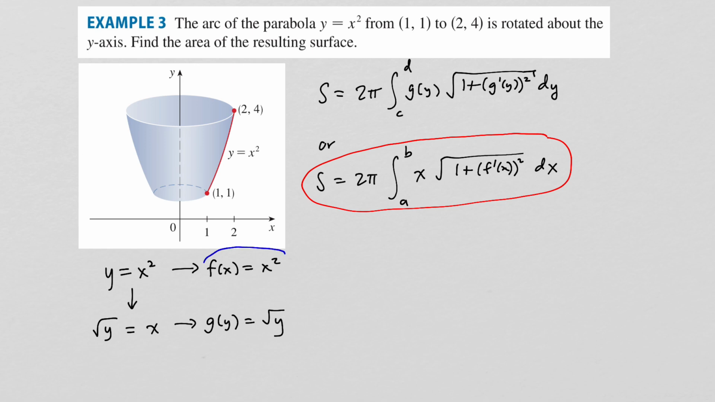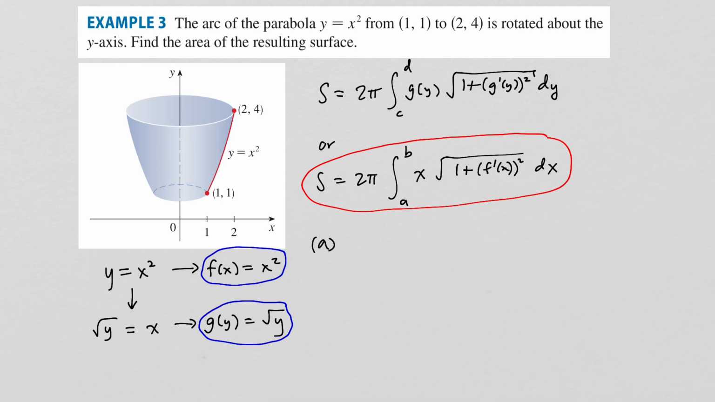So you can choose to do it with respect to x, or you can choose to do it with respect to y. Now, it could be that both methods work and both methods are relatively simple, or it could be that one of these is significantly easier than the other. And there really is no way to know, so you just have to go through the process and do it. So let's try it with respect to x first.